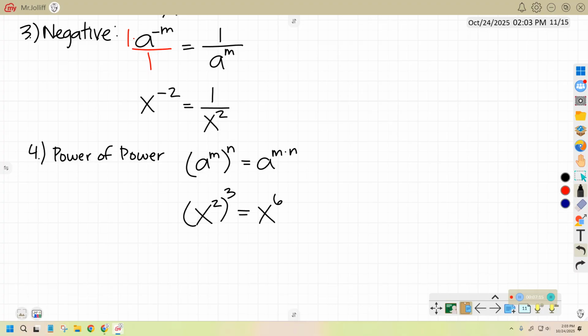Good. Yes, Bruno. If the inside was actually a number, would that be the same? Like, if we had 2 squared to the third, that would become 2 to the sixth. It doesn't multiply the base. It just changes the exponent. Yeah. Good question.